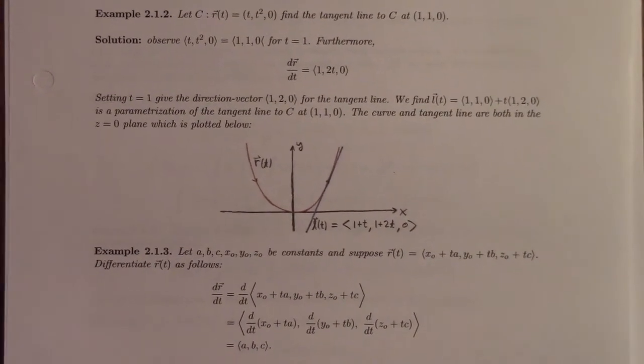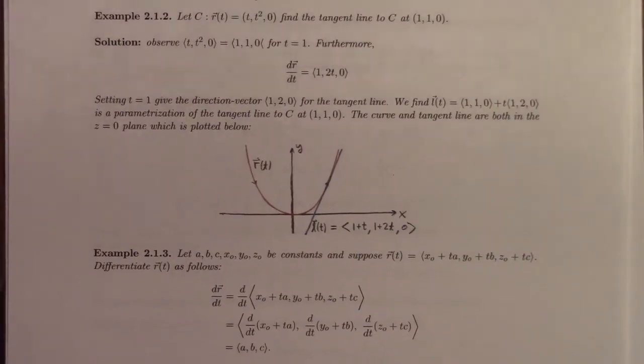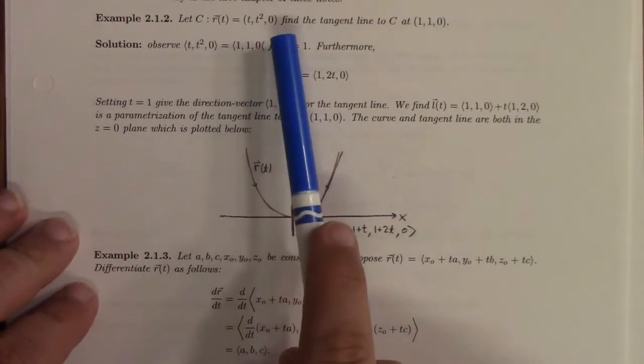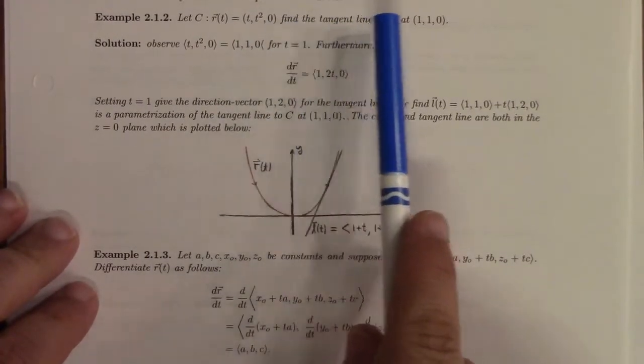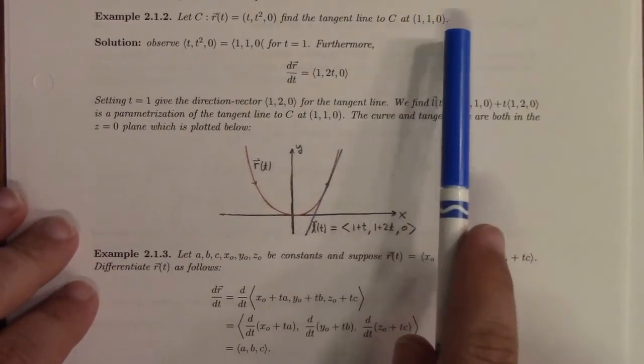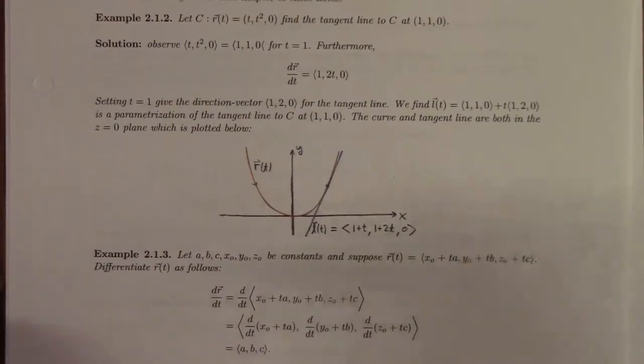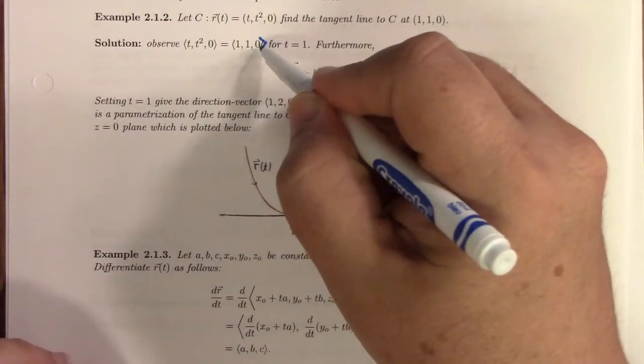So let's look at that for a second. So we have the curve, really the path t squared 0. I said find the tangent line at 1, 1, 0. So first of all, there's a typo here. That's supposed to be like that.